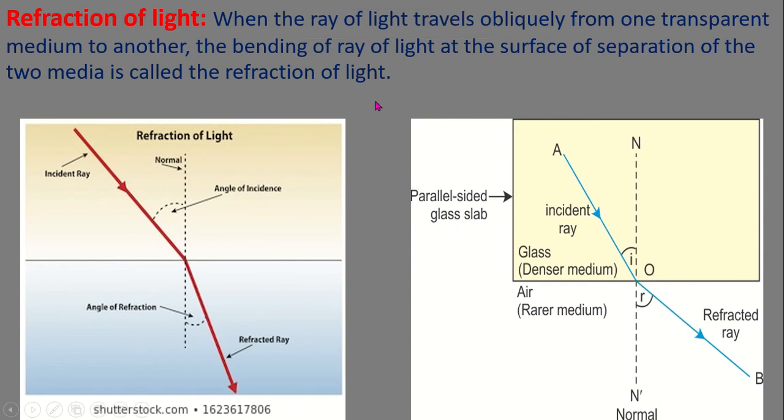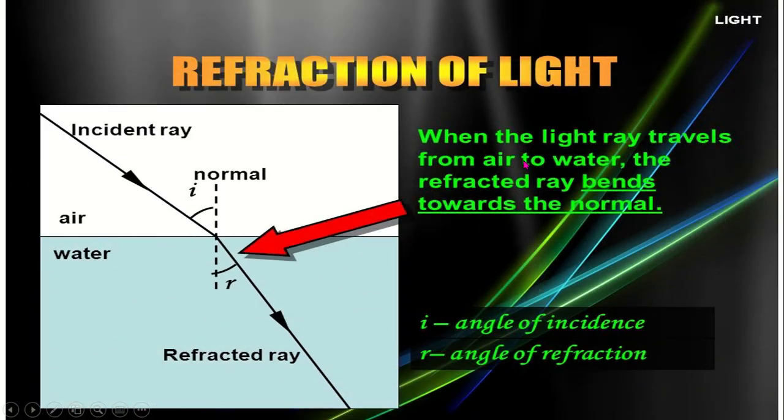Now I will explain the laws of refraction. But before that, again I want to summarize what refraction of light is. When the light ray travels from air to water, the refracted ray bends towards the normal. That means when light enters from rarer medium to denser medium, air is the rarer medium, that is lighter medium, and water is the denser medium. Look here, I is the angle of incidence, and R is the angle of refraction.